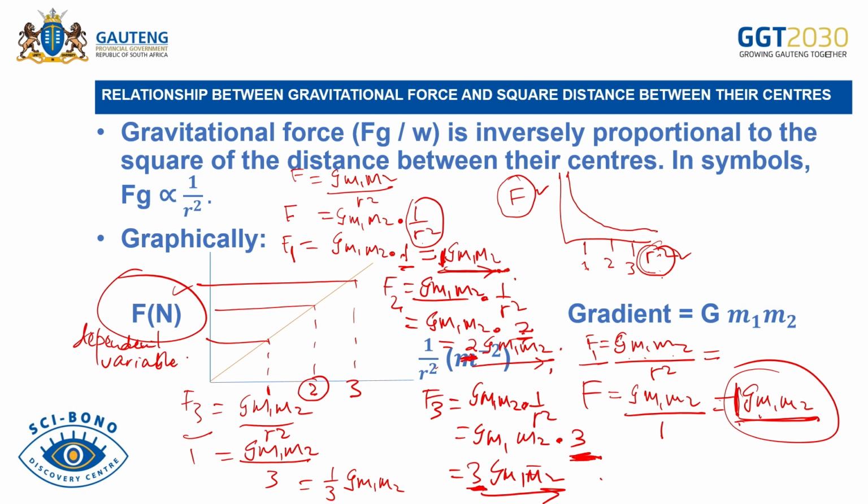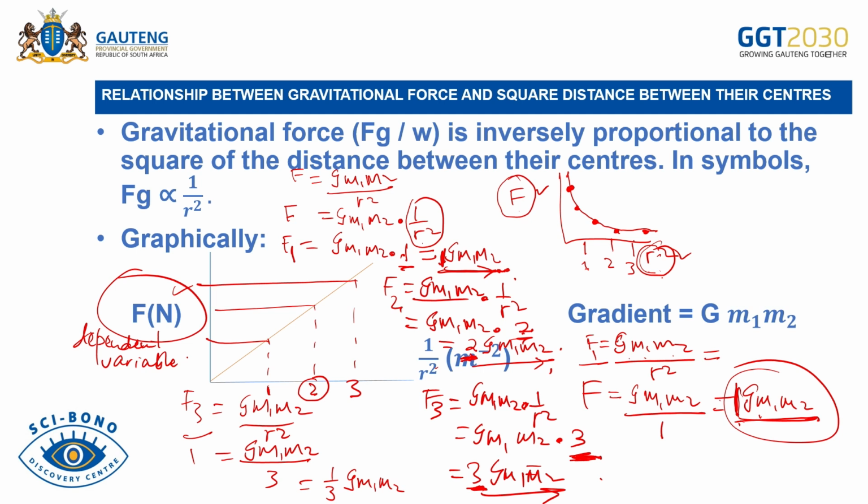But here we can't talk about that because this is a curve, so the gradient keeps on changing. We can't dwell much on the gradient when it comes to curves. But when it comes to a straight line, then we can talk about the gradient, because we know the gradient there is constant. So there is a physical quantity represented by the gradient of this graph.